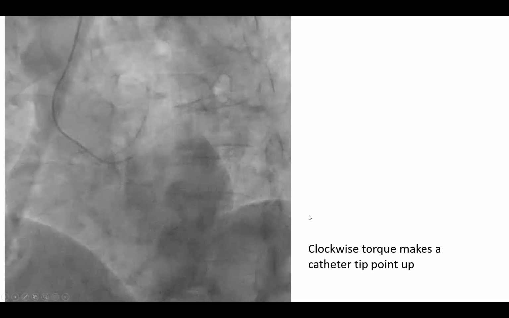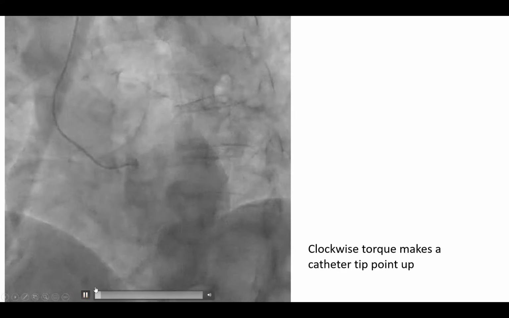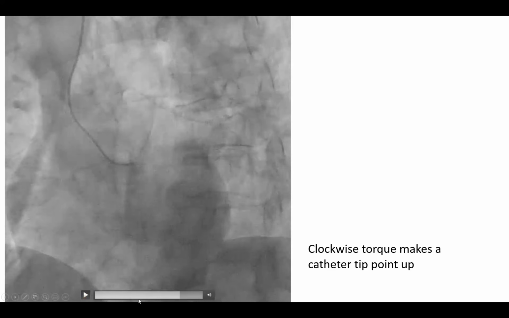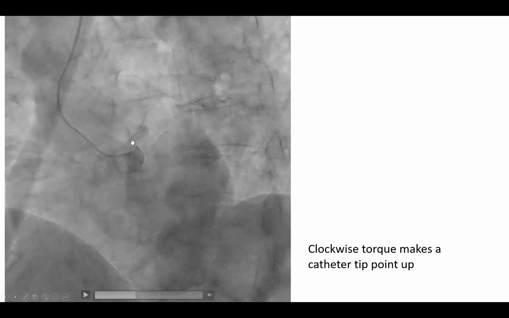Okay. This is another illustration. This is a Jutkins left 3.5. We jumped here. We already jumped, okay? We're in the left coronary cusp. Now we want to get into the left coronary artery. We decided here to try to engage from above.